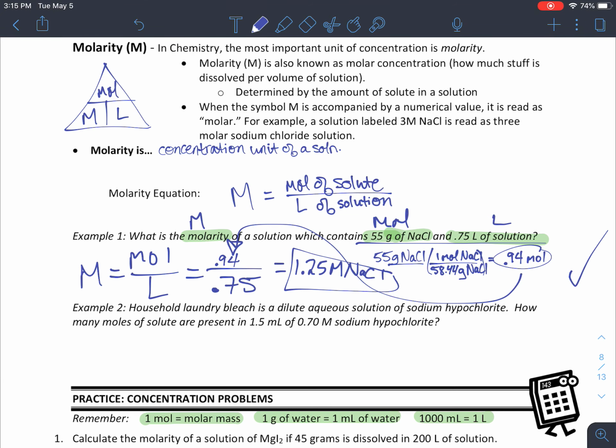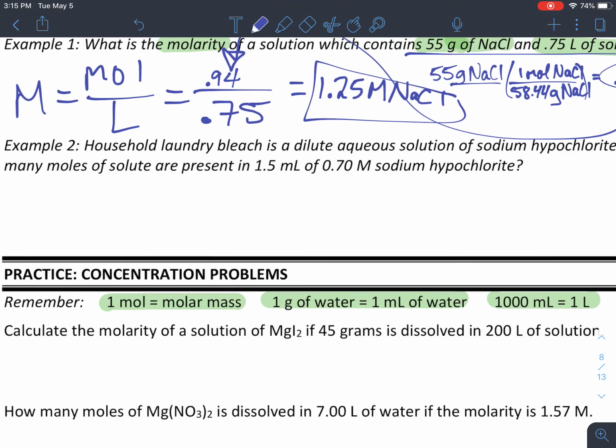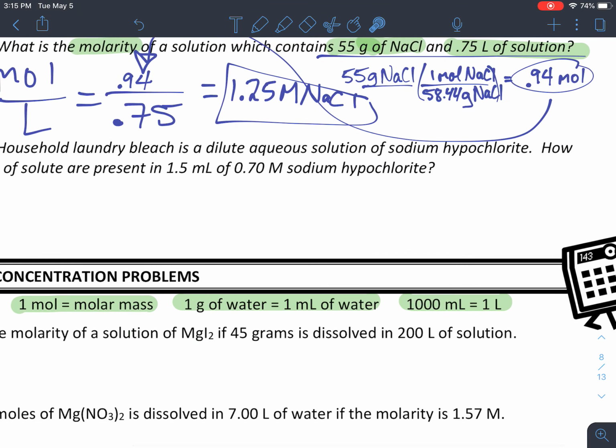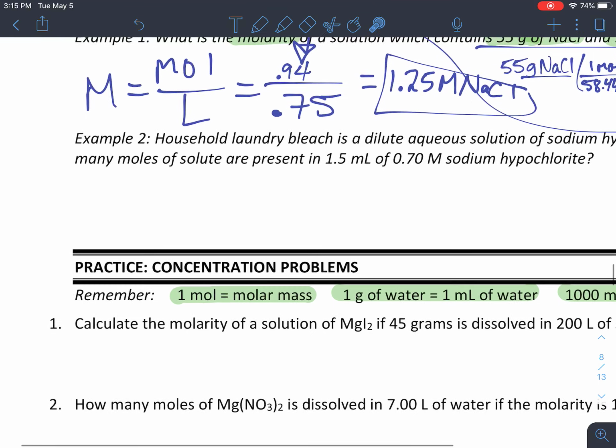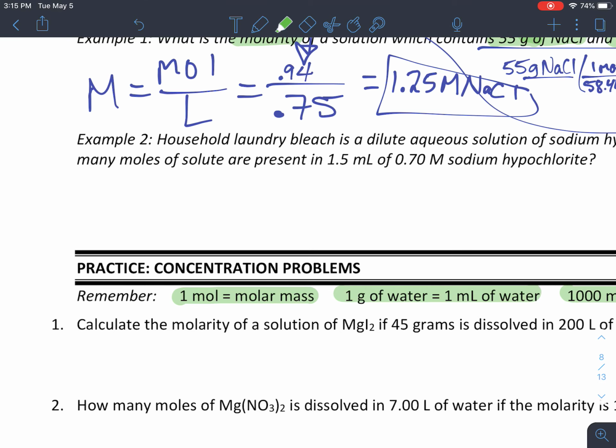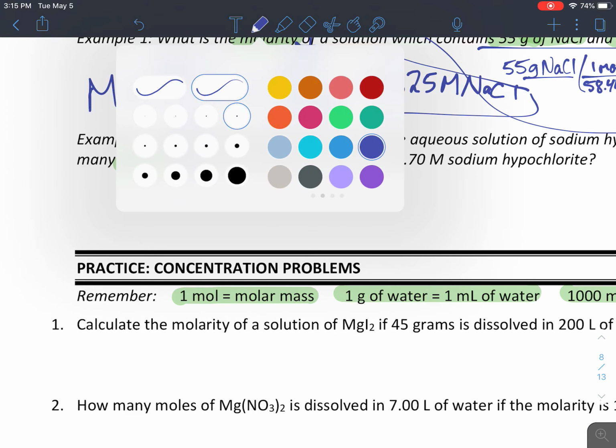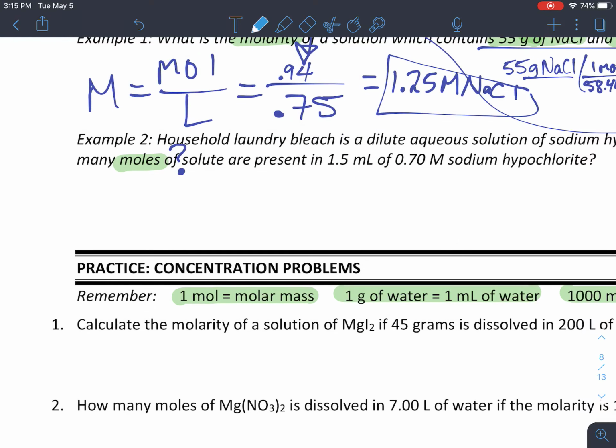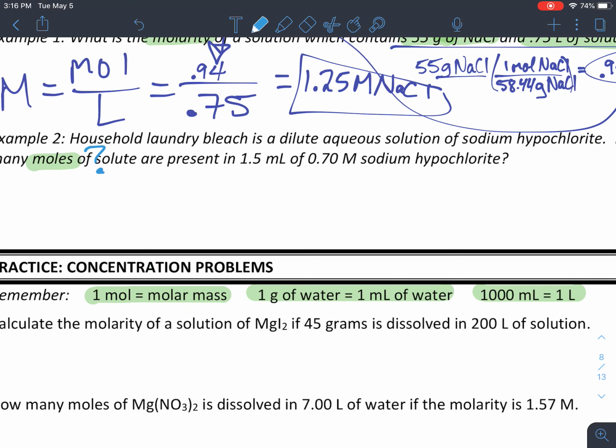Alrighty, so the next one, example 2, it says, household laundry bleach is a dilute aqueous solution of sodium hypochlorite. Ooh, how about that one? How many moles? Oh, this time we're solving for moles. I'll just put a little question mark there. Actually, I'm going to make this a different color. Make it light blue this time. How many moles of solute are present in 1.5 milliliters of 0.70 molar sodium hypochlorite?